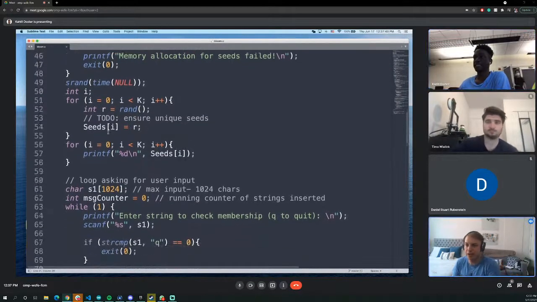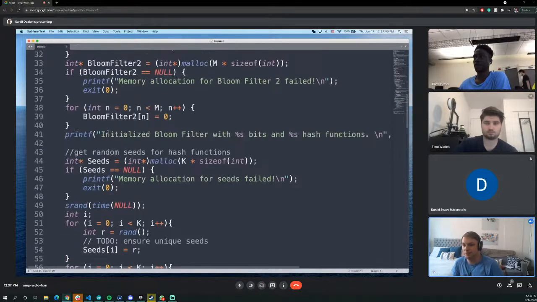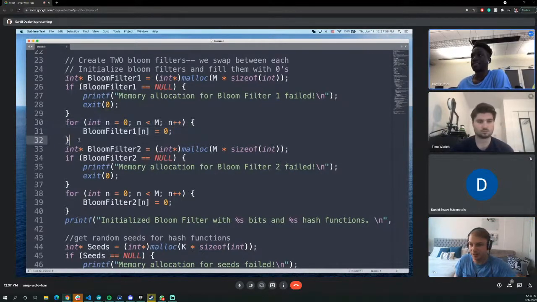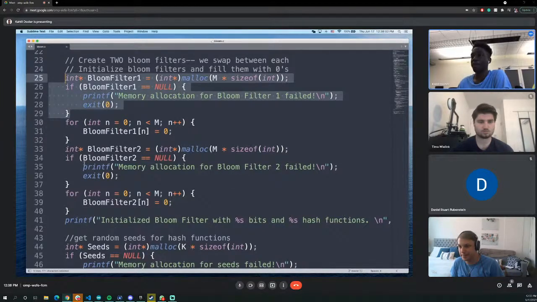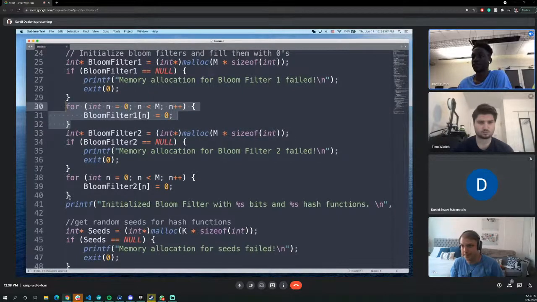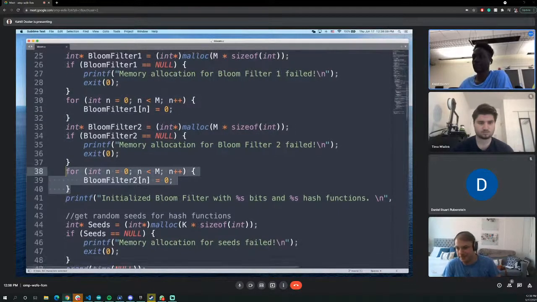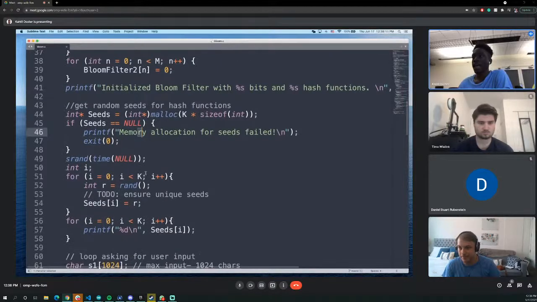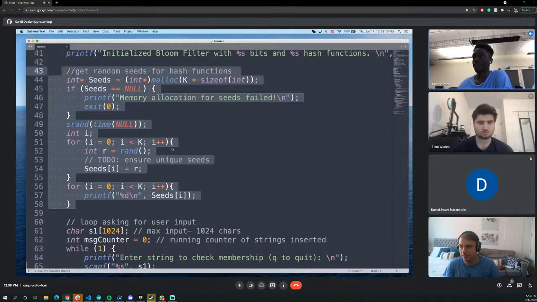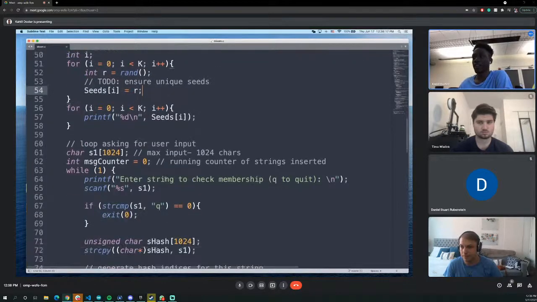Wait, can you go back and highlight that part? Just highlight the parts you're talking about, so it makes it a little easier for people to follow. All this is just allocating M bytes of memory for each bloom filter, and then initially filling them with zeros. And all this is just seeding the hash function, making sure our hash functions work.